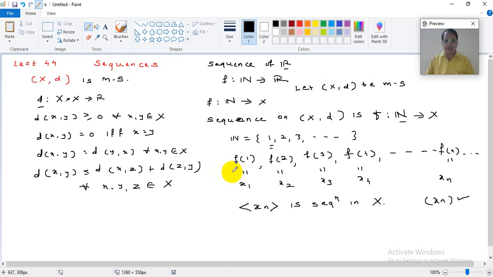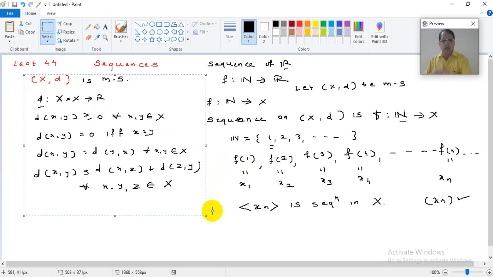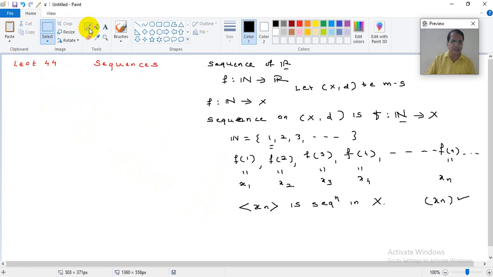Some examples I will give, and then we will proceed further. Okay, so suppose I take the real number set R comma d. You know, this is a metric space, usual metric. What do you mean by usual metric? You know, it is d of x, y. Definition of d will be mod of x minus y. Now this is the metric space, already we have proved.